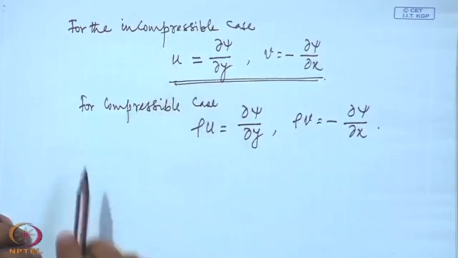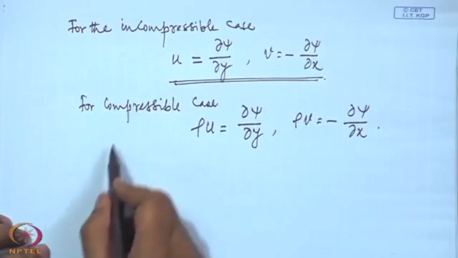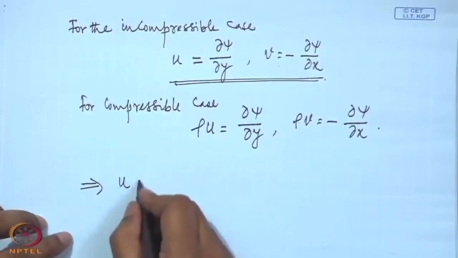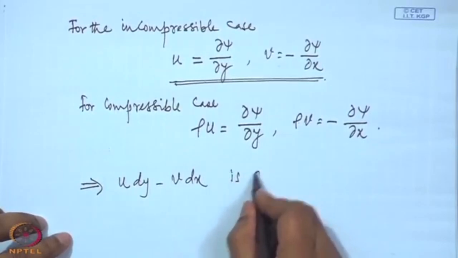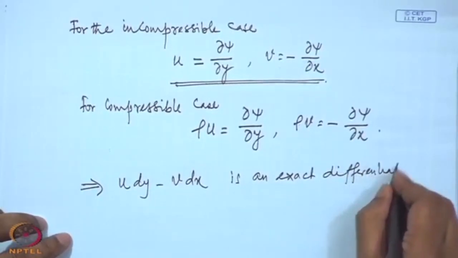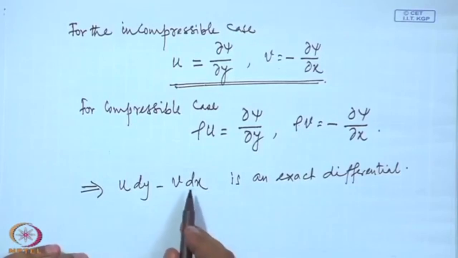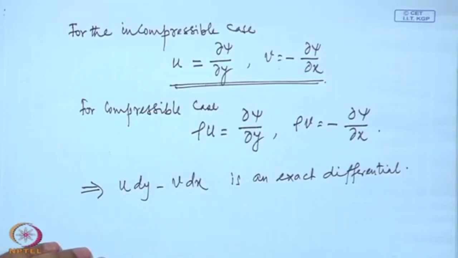This definition suggests that, for the incompressible case, now whatever we are writing here is for incompressible, u dy minus v dx is an exact differential. And that can be written as delta psi. If you want to make it for compressible, again simply replace u by rho u, v by rho v, that will do, nothing additional.